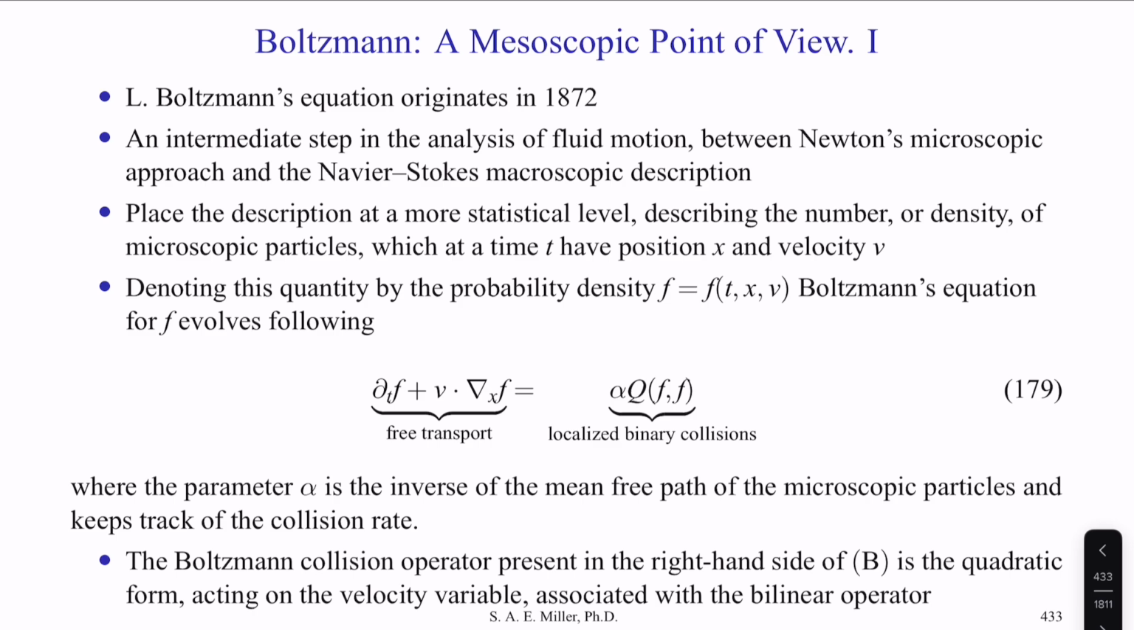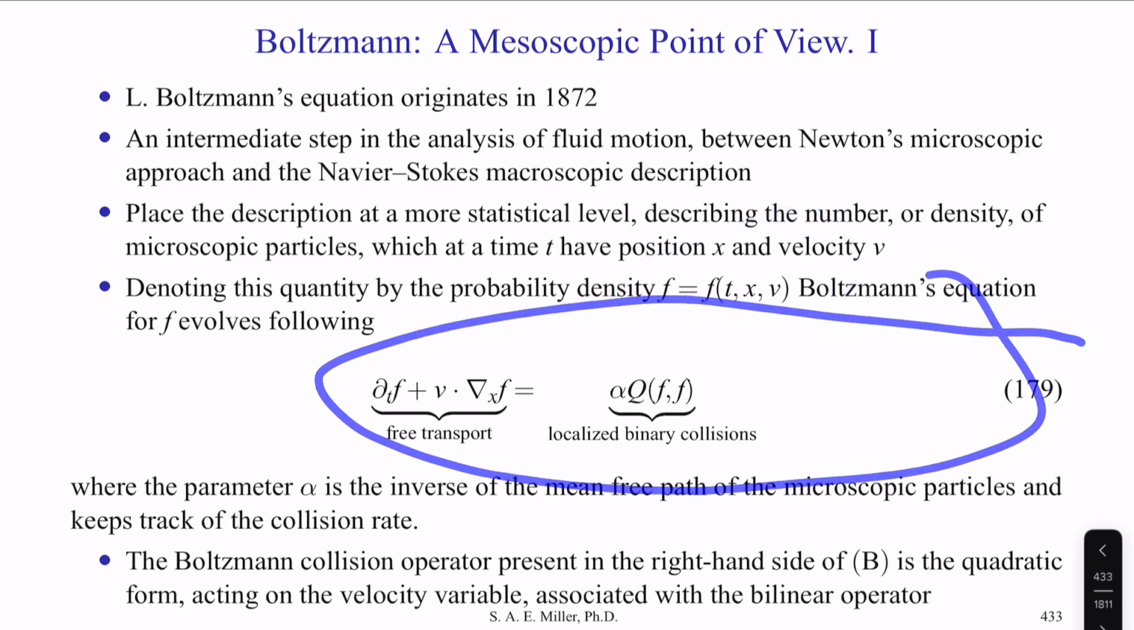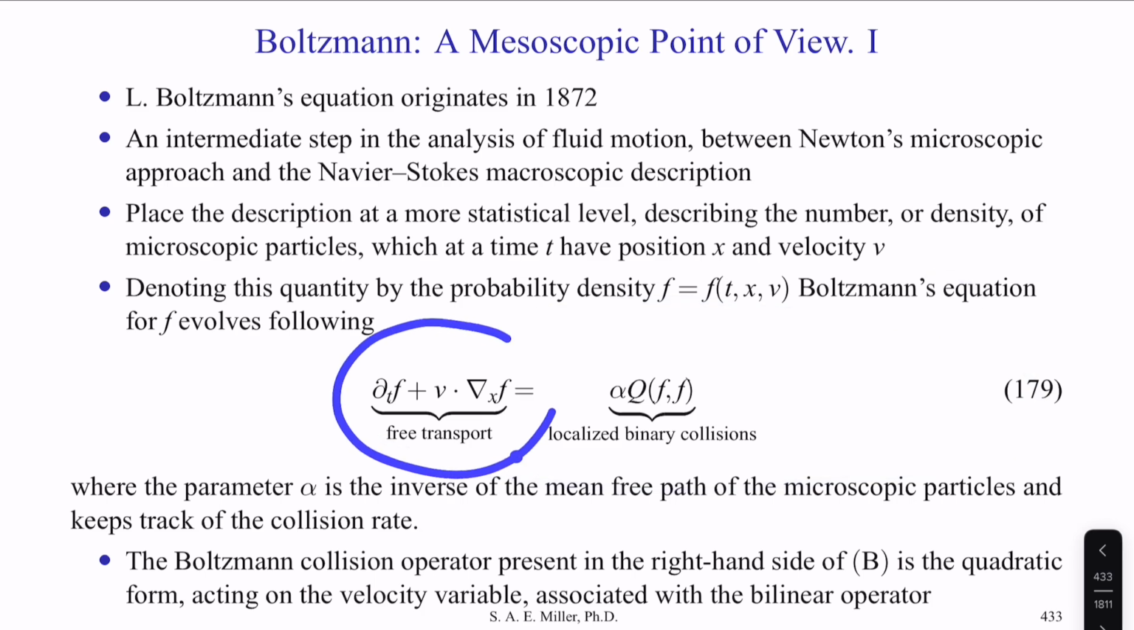principles. It describes the number density of microscopic particles at a time t that have position x and velocity v. This quantity can be represented by the probability density function f, and Boltzmann's equation for f evolving takes this general form in 179. The left-hand side is the free transport term, which should look really familiar. And the right-hand side is the collision term, written with some alpha, which is usually the inverse of the mean free path of the microscopic particles, and keeps track of the collision rates.